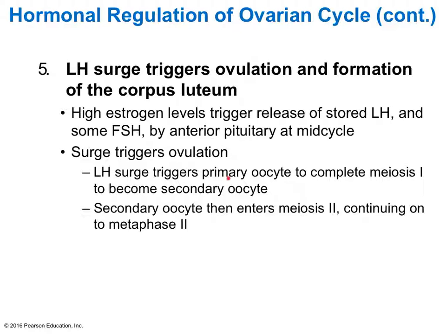That primary oocyte is going to continue through meiosis 1. Remember, it was paused or arrested at prophase 1, so it was still a diploid cell. It's going to continue through meiosis 1 now because of the rise in LH levels. It's going to become the secondary oocyte as well as the first polar body. Then the secondary oocyte is going to continue on to arrest at metaphase 2.